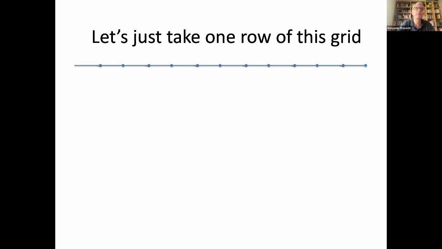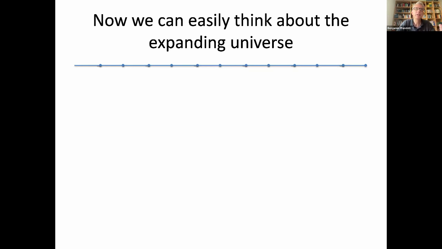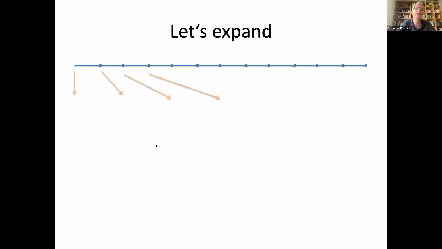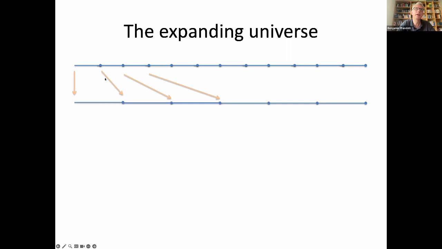And let's expand this now. Let's see what happens. Now we can easily think about that because we can make pictures of this as it expands. So let's say we focus on this galaxy here. This galaxy stays where it is. This galaxy expands away. This galaxy expands away. So if I expand this here by a factor of 2, now the galaxies are twice as far away from each other. If I look from the point of view of this galaxy here, I see this one over there moving to the side.